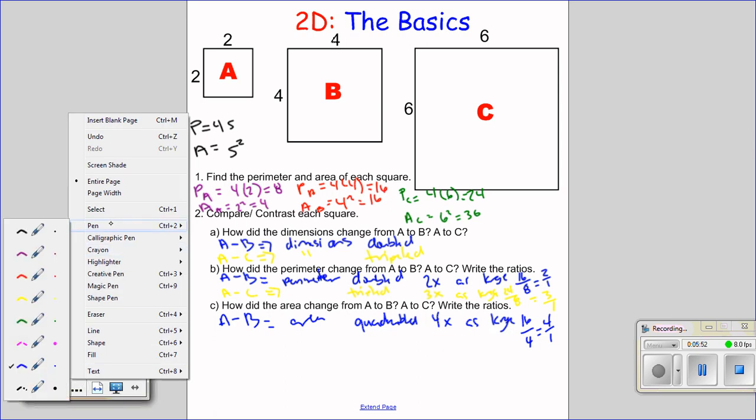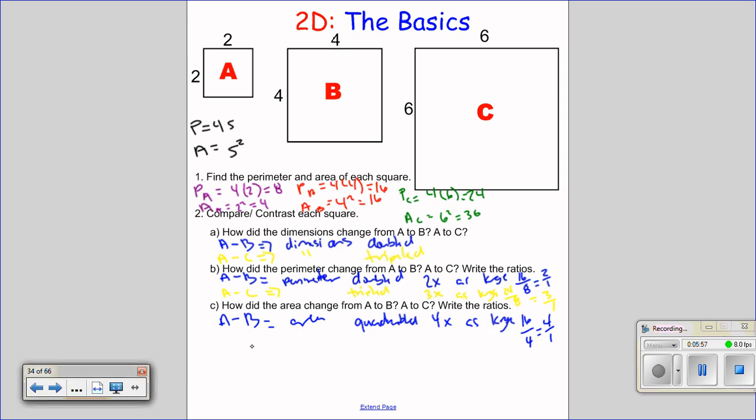And then from A to C, the area for C was 36. So if I were to take 36 and divide it by 4, that appears to be 9 times as large. So 9 times as large. So it's 36 over 4, which is 9 over 1. Very interesting facts.